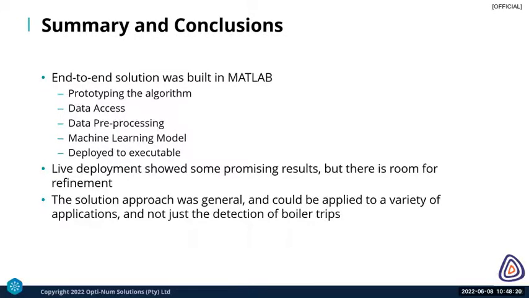The solution approach was general and could definitely be applied to a variety of applications and not just the detection of boiler trips. And with a relatively small investment, we got some very tangible results. And with a little bit of refinement, this could actually make a really big difference in this particular business.